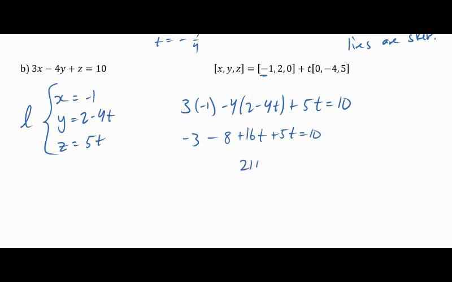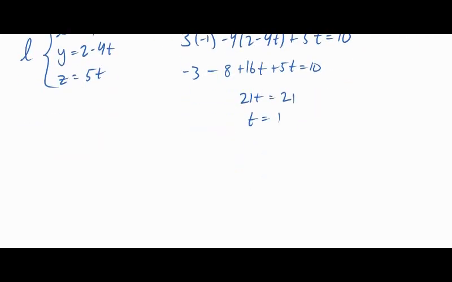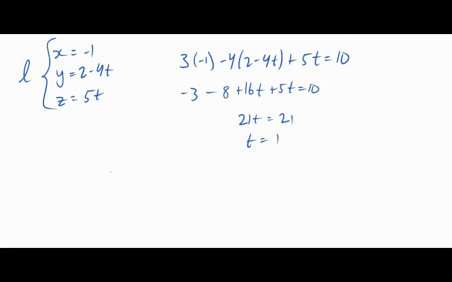So I end up with 21t equals 21. How do you like that? t equals 1. And then I can interpret that. I'm going to get 0t equals 0, 0t equals some number, or t equals a number once I'm finished. And if I get t equals a number, then my interpretation is I can use that to actually find the x, y, and z components. So x is negative 1, y is 2 minus 4 times t, so that's negative 2, and z is 5 times 1, which is just 5.